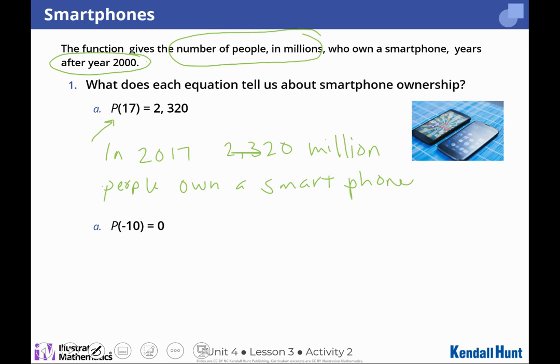And then for the second part of the question, P of -10, well, -10 would be 10 years before the year 2000. So that means in 1990, actually the year I graduated from high school, and I can totally confirm that 0 people had a smartphone in 1990. They weren't invented yet. 0 people owned a smartphone.